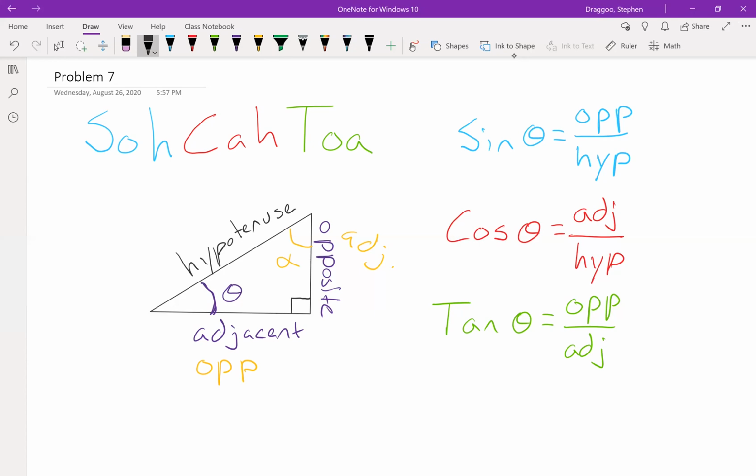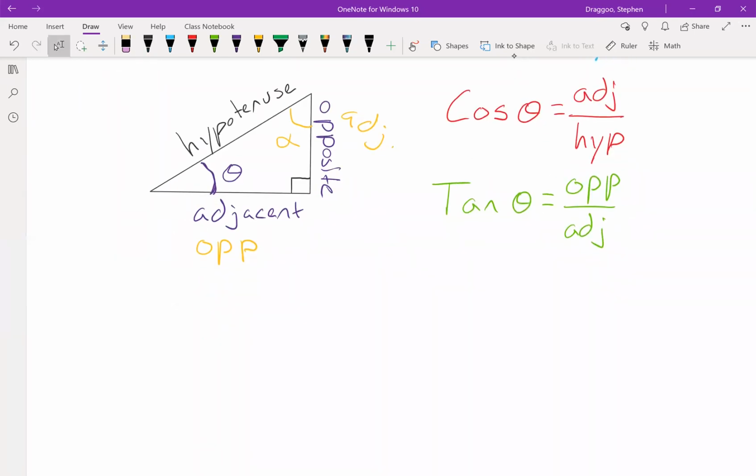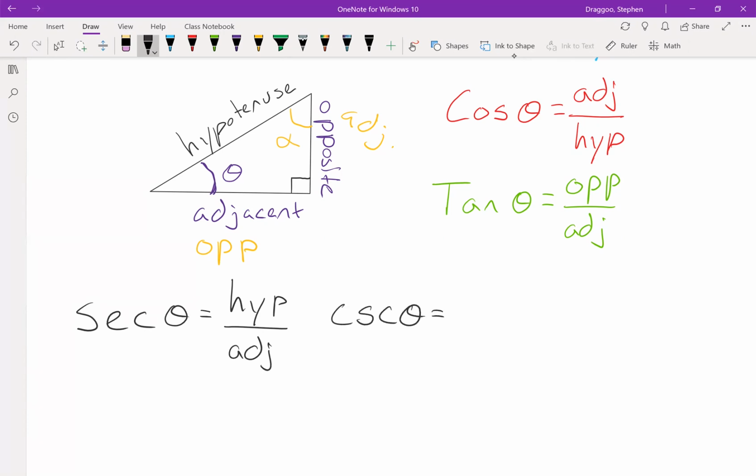There are three more that we'll talk about as well. Those are secant, which is the hypotenuse over the adjacent, cosecant, which is hypotenuse over opposite, and cotangent, which is adjacent over opposite.